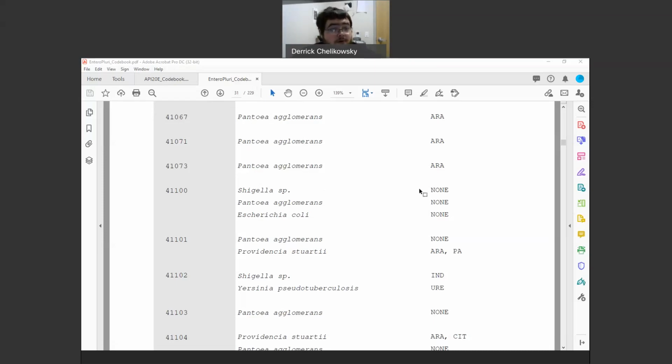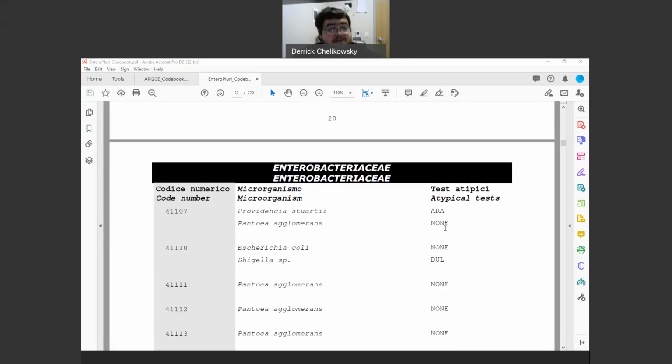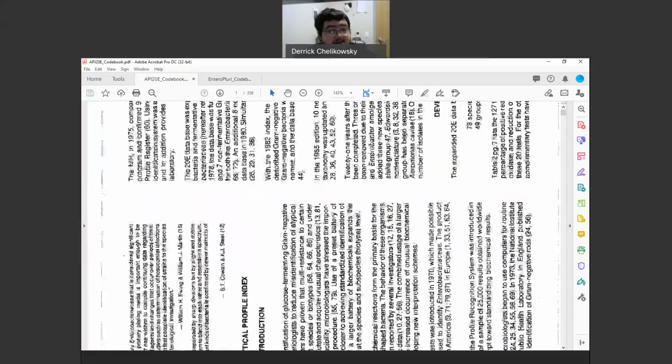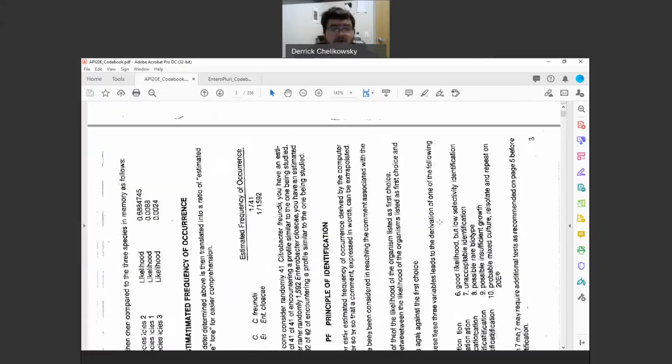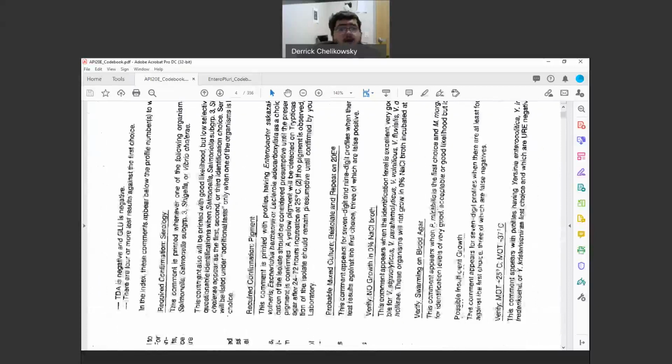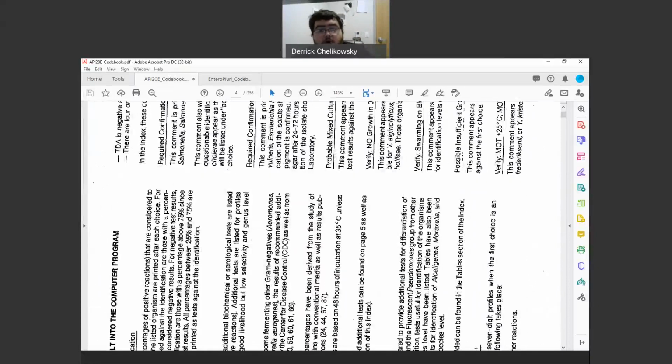But that's the Enterotube codebook. The Enterotube codebook is nice because it's easy for you to read. It's in a nice font, and it was designed specifically for a PDF. Unlike the API codebook, as you can see, which is in a terrible font. It's basically a scan that was created of the codebook itself. We do have the formal codebook as well, right here. We have three copies of the Enterotube codebook. And you are welcome to come into the lab and key out your bacteria if you wish.